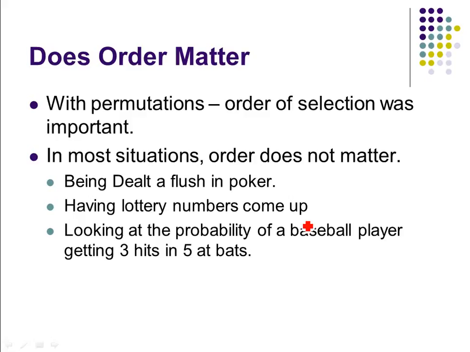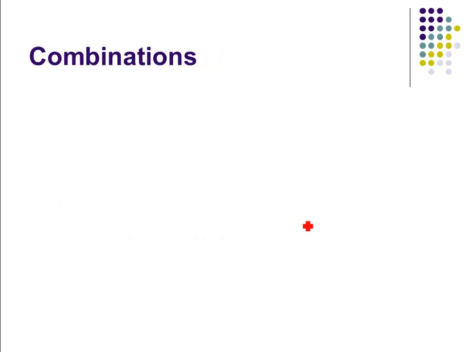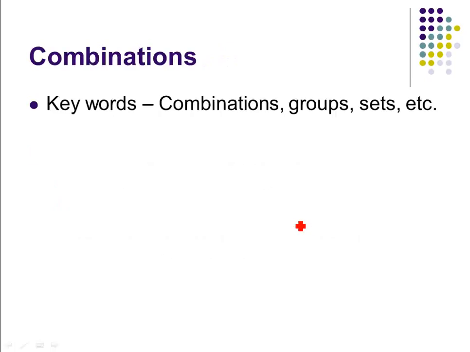Same thing happens with most kinds of games of chance, like being dealt cards, if you're dealt a flush in poker, or having lottery numbers come up, or looking at the probability of a baseball player getting 3 hits in 5 at bats. Doesn't matter when he got the hits, just did he get 3 out of 5. So combinations, keywords are combinations, groups, sets.